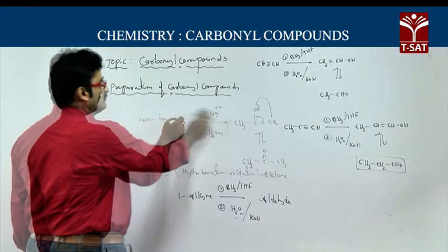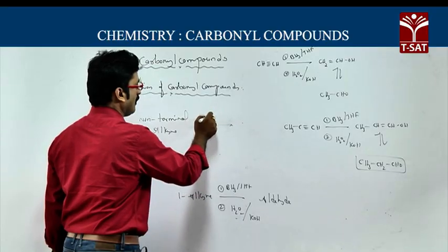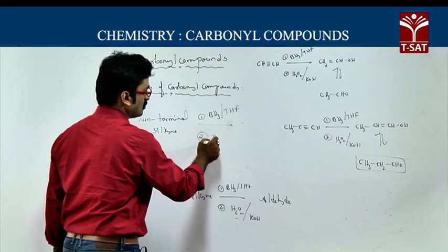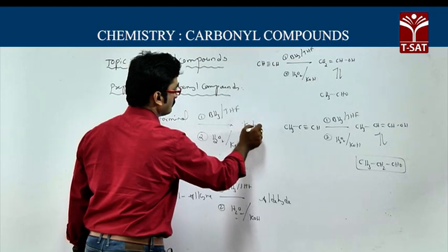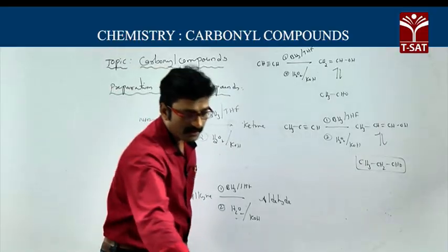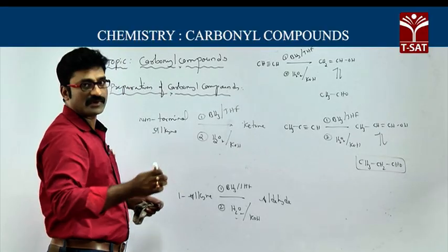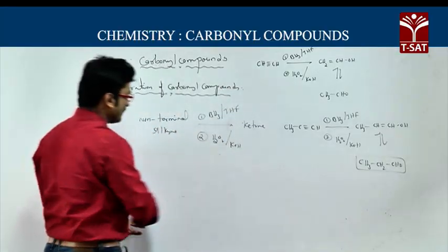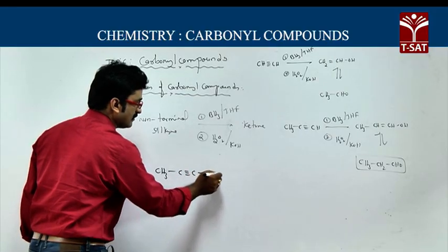Now, if you take non-terminal alkynes on hydroboration, first one is BH3 in the presence of THF, and second one is H2O2 in the presence of KOH or NaOH, then you will get ketones. So if you want to prepare aldehydes, you need to take 1-alkynes, and if you want to prepare ketones, you are supposed to take non-terminal alkynes. Now we will take one example for this, CH3 C triple bond C CH3.